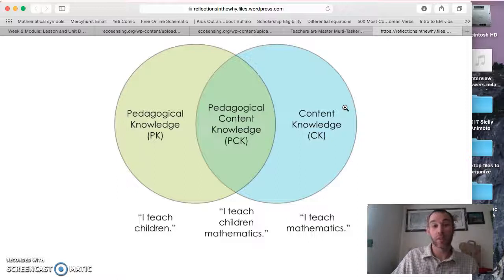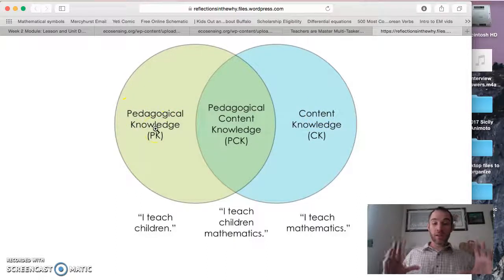In mathematics, do you understand the Pythagorean theorem, where it comes from, and the number theory behind whatever it might be? So you have to be an expert in your content as well as an expert in pedagogical knowledge, an expert teacher. And where those things overlap, where they come together, that's pedagogical content knowledge. How do I teach the selected content in the most effective way?